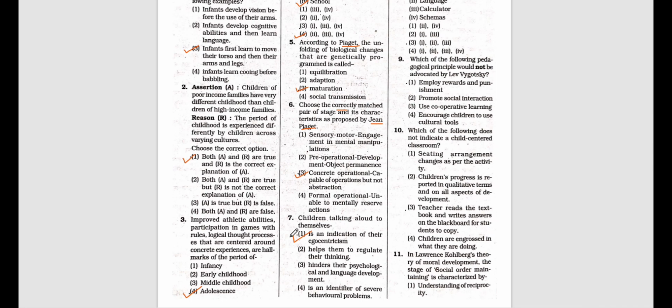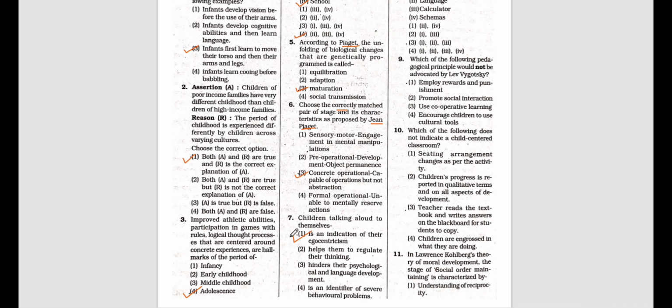And egocentrism refers to what? It refers to the child's inability to see a situation from another person's point of view. The egocentric child assumes that other people see, hear, and feel exactly the same as the child does. They are not able to view themselves from others' point of view. What does the child assume? They assume that other people see, hear, and feel exactly the same as the child does.